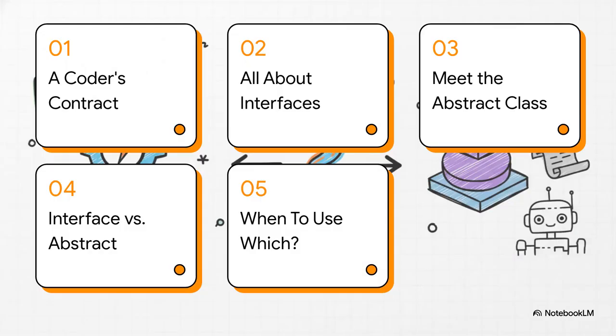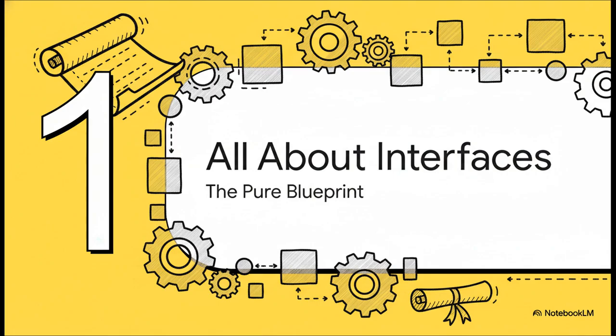Here's the game plan. We'll kick things off by talking about what a contract really means in code, which is the perfect lead-in to interfaces. Then we'll get to know their slightly more flexible cousin, the abstract class. After that, we'll put them head-to-head in a showdown, and we'll wrap up with a super simple guide on how to choose the right one for your project. All right, let's dive right in.